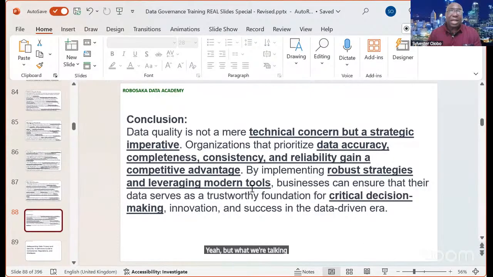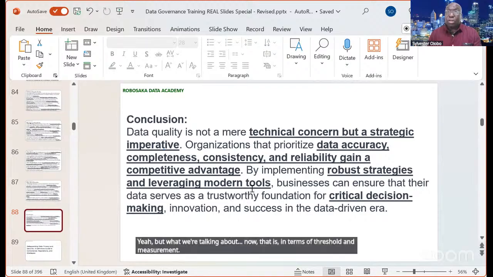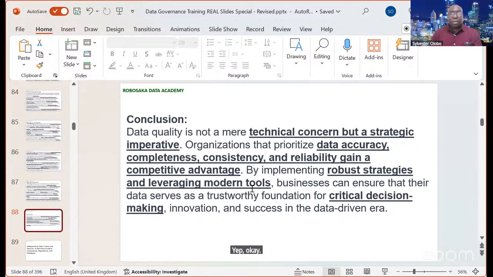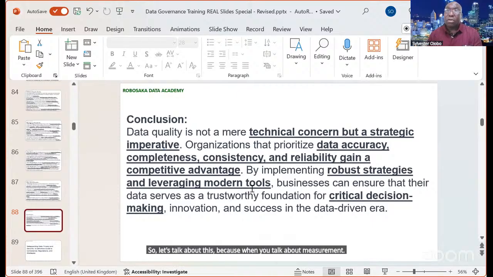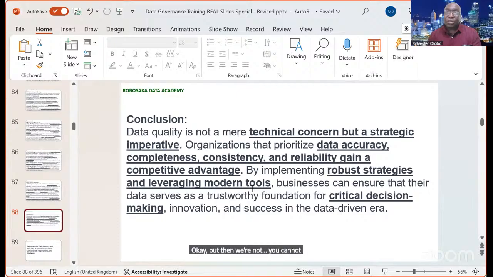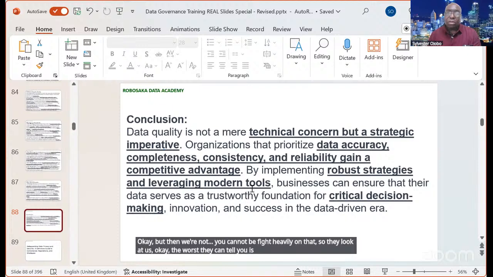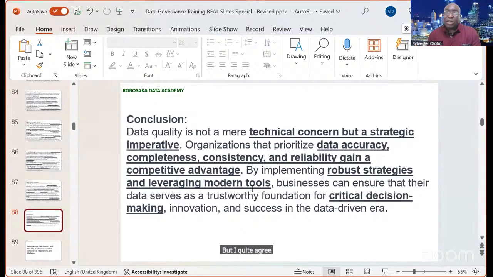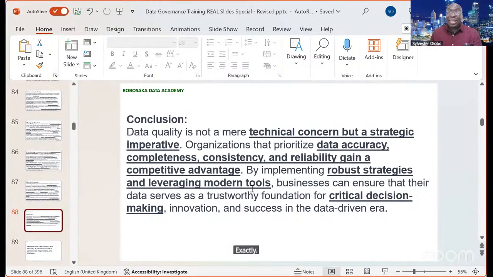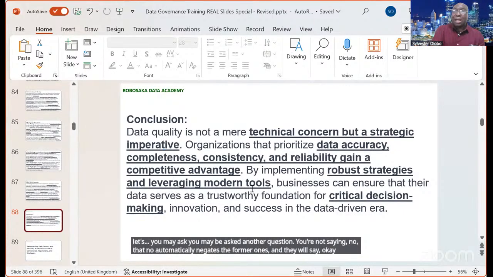But what we're talking about now, in terms of threshold and measurement, that could not be too critical. You'll be surprised at how critical that could be. Now let's talk about this, because I think I have only one minute. When you talk about measurement of risk and non-compliance issues, we look at the breach and also the amount. This is a typical example you brought, but you cannot be fined heavily on that. The worst they can do is deny you from going on. I quite agree you can do certain things and go further, but at some point you may be asked another question. You now say no, and that no automatically negates the former ones, and they say, go back, you can't move further.